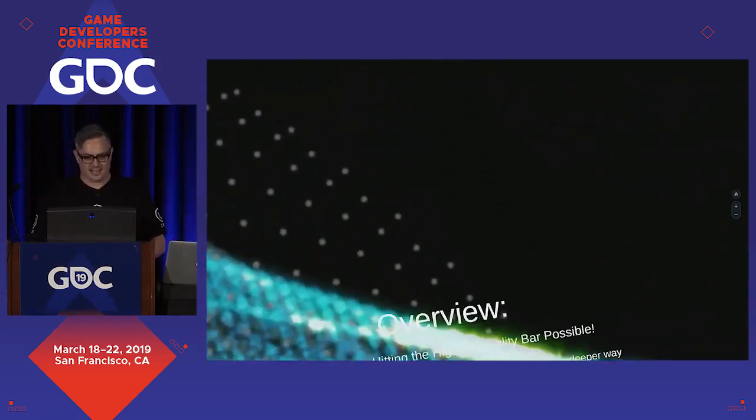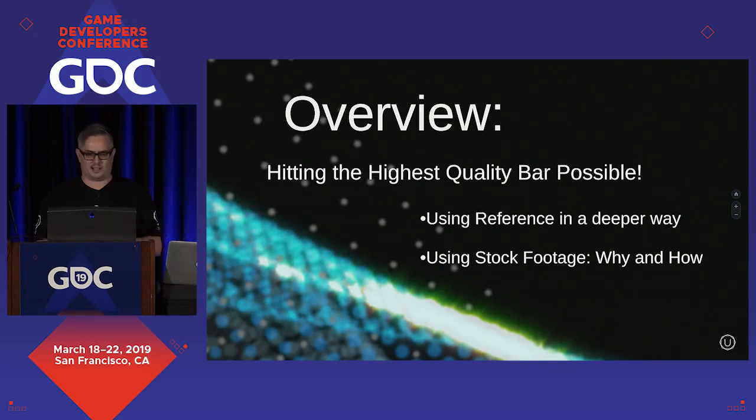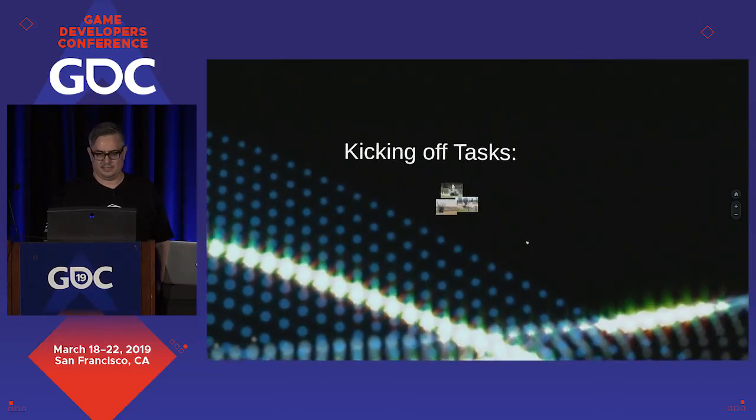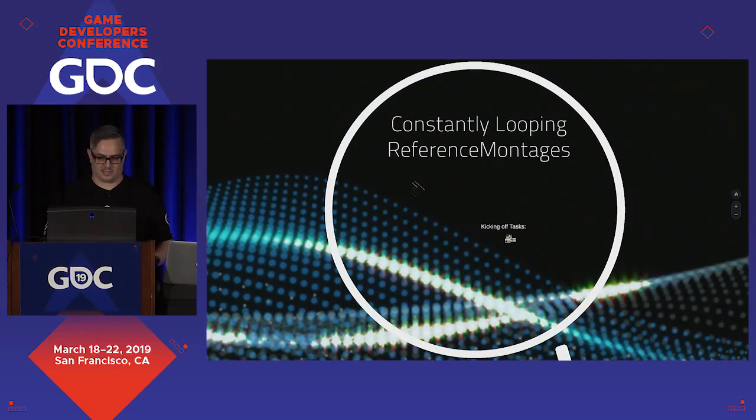So today, there's sort of two parts to my talk, hitting the highest quality bar possible. I want to demonstrate how and why at our studio we use continuously looping reference montages to raise the quality of the work that we're outputting. And I'm going to spend some time talking about stock footage and discuss the cases I prefer to use it in, and demonstrate a couple of techniques for prepping footage for game engines. So first up, constantly looping reference montages.